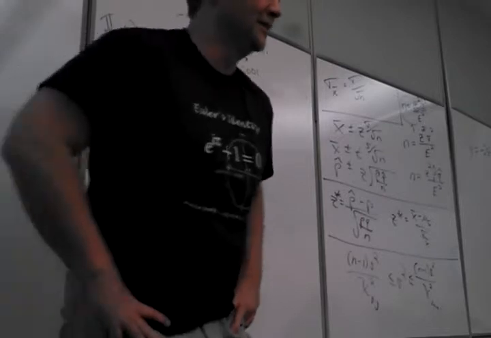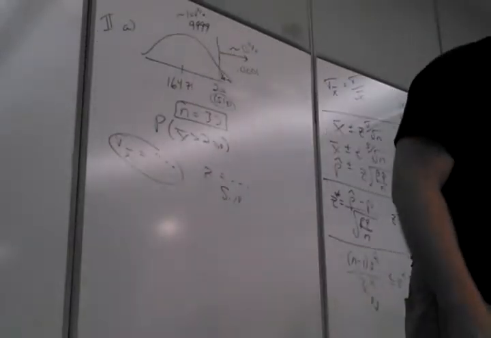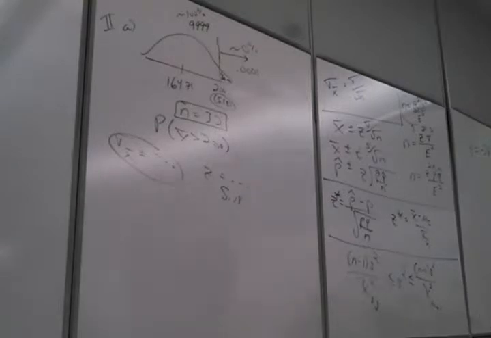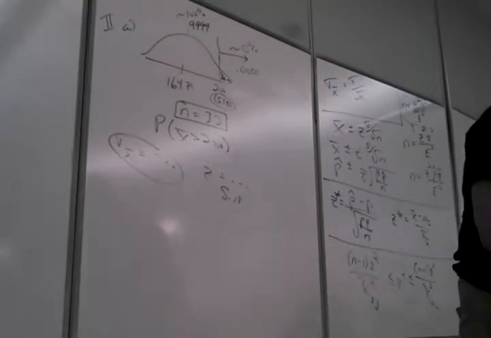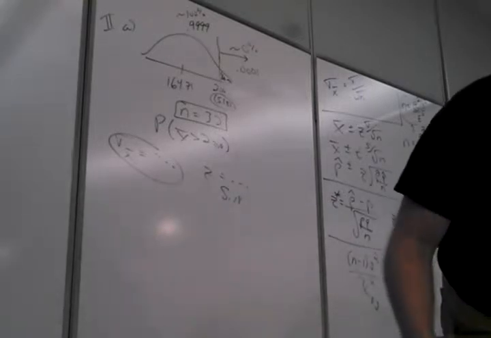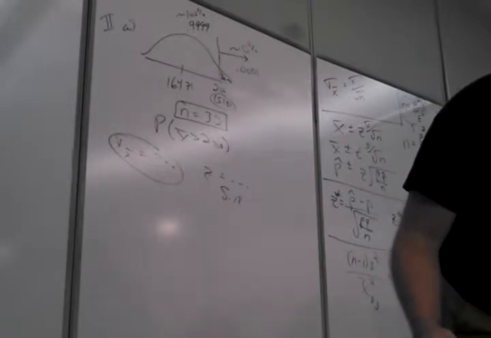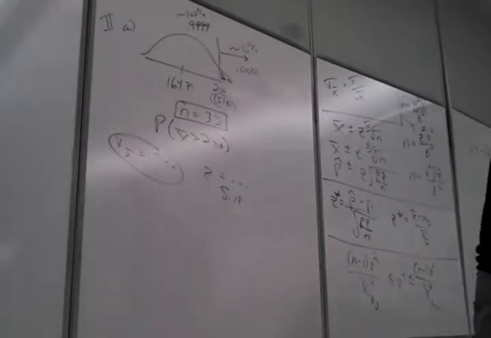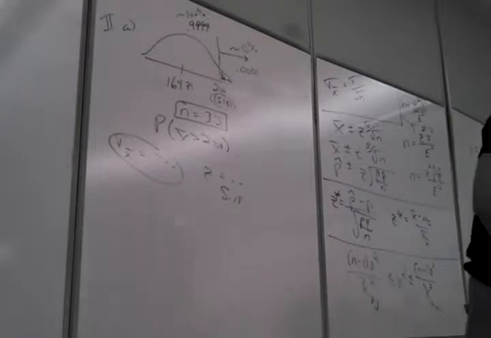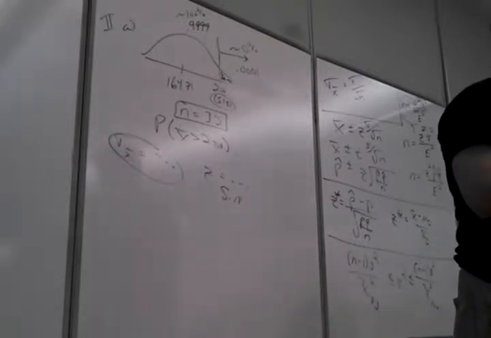Yes? I think you might have used the wrong, let's see, for 1C. You used 1.645 as the Z-score. I'm pretty sure it's 1.96. I might have. Which one is it? For 1C.